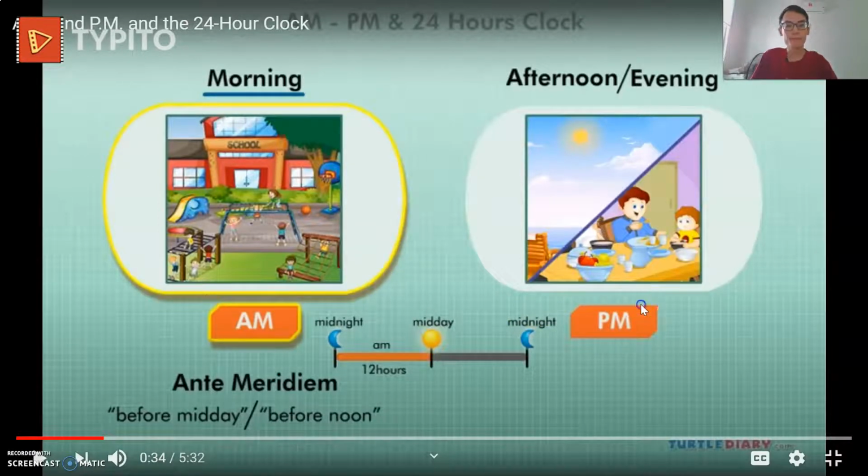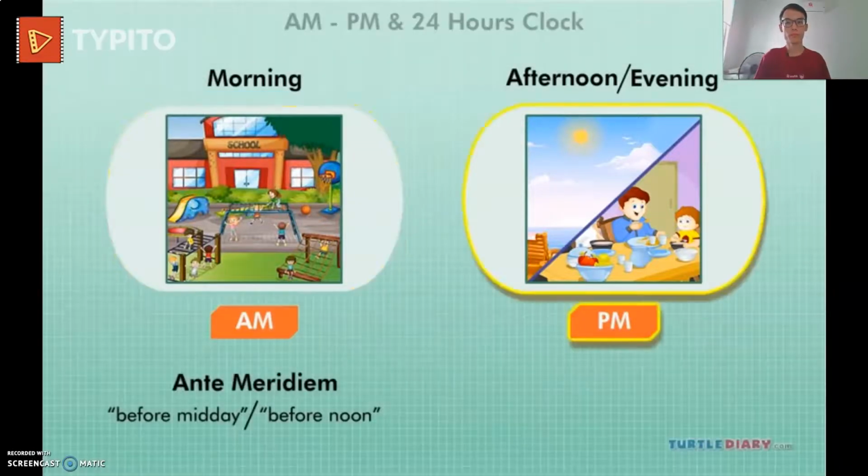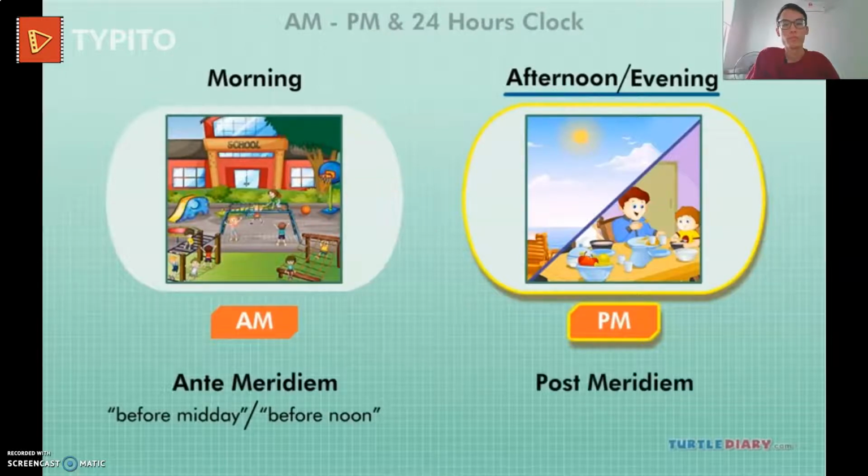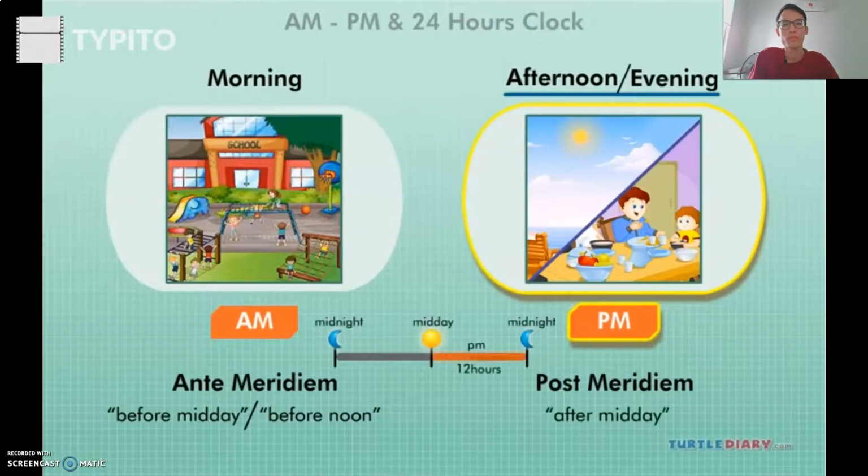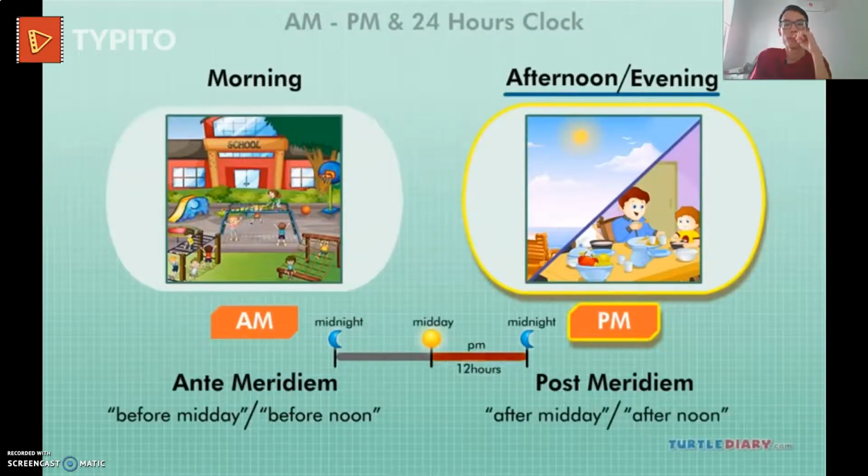Okay, PM occurs in the afternoon and evening. It stands for post-meridium, which means after midday. You can think of it as afternoon.